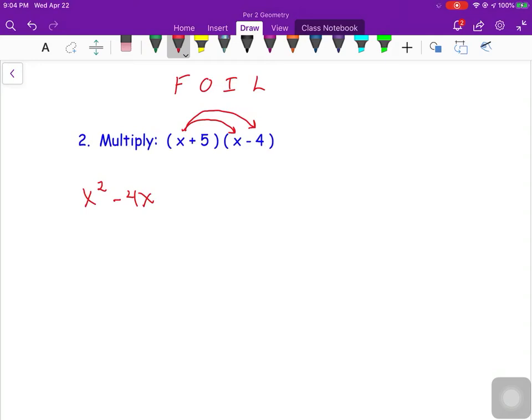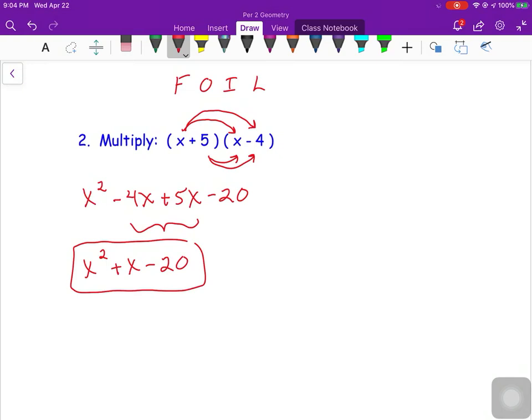The inside means the two closest ones, the middle ones. +5 times x, +5x. And the L stands for the last one in the first group times the last one in the second group. 5 times -4, -20. You can see that these two middle ones are like terms, so we'll combine those. -4x plus 5x is 1x. And this would be our answer when we multiply those together. Again, there'll be quite a few instances where we have to use multiplying two binomials in this chapter.